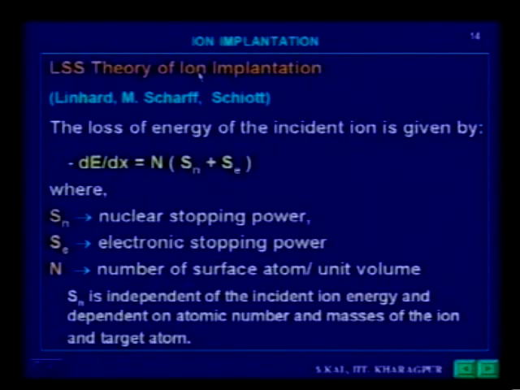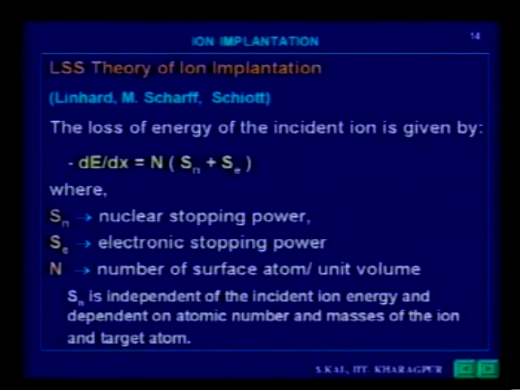This theory is based on nuclear stopping and electronic stopping mechanisms, and the loss of energy of the incident ion is given by minus dE/dx, obviously minus because energy is reducing, is equal to N into (Sn plus Se), where Sn is the nuclear stopping power and Se is the electronic stopping power. N is the number of target atoms per unit volume. If you consider the implantation of impurity atoms in silicon, then the number of silicon atoms per unit volume is N. Now, Sn, the nuclear stopping, is independent of the incident ion energy, but it depends on the atomic number and masses of the ion and target atom.